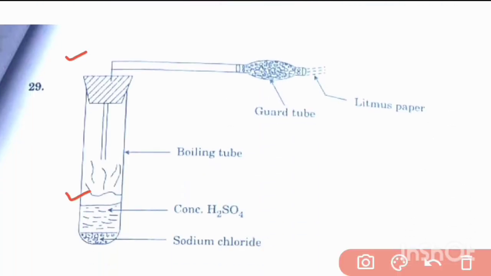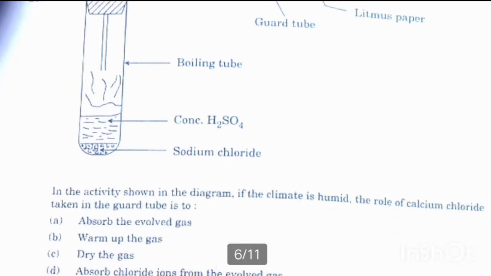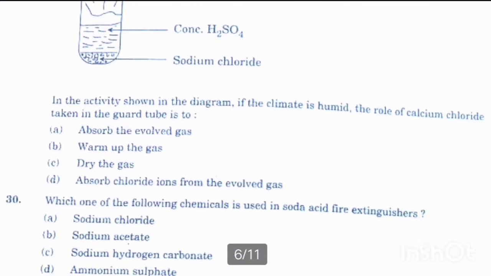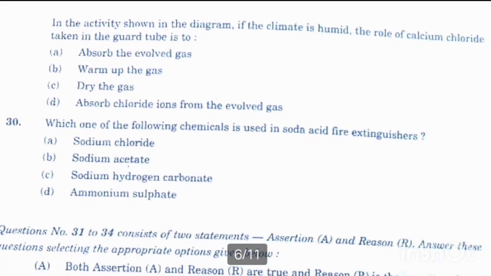Next question is again from activity, that is question number 29. In the activity shown in the diagram, if the climate is humid, the role of calcium chloride taken in the guard tube is to: option number A, absorb the evolved gas, B, warm up the gas, C, dry the gas, D, absorb chloride ions from the evolved gas. So this is again activity. So the right answer is to dry the gas, which is option number C.